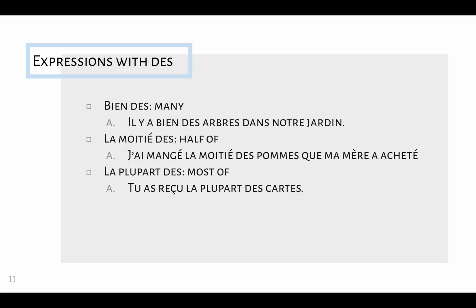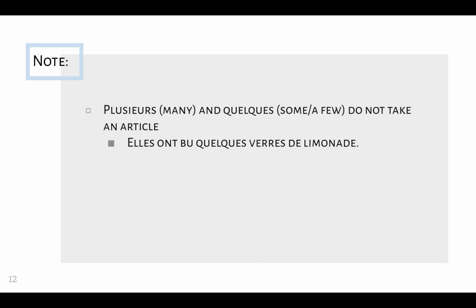In some cases, there are other expressions with de. Some of these include bien de, which means many; la moitié de, which means half of; and la plupart de, which means most of. Some examples are: il y a bien des arbres dans notre jardin. There are many trees in our garden. J'ai mangé la moitié des pommes que ma mère a achetées. I ate half of the apples that my mom bought. And tu as reçu la plupart des cartes. You received most of the cards.